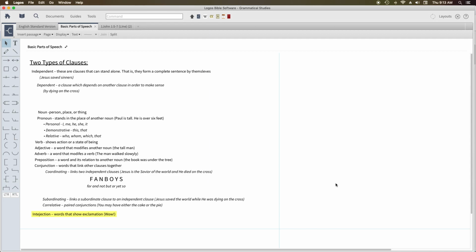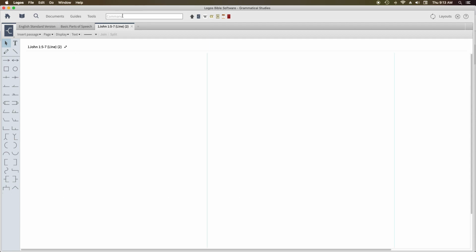So let's go ahead and jump right into our diagram here. I've already got it partway set up. What we're going to be looking at is 1 John 1, verses 5 through 7. I've got the word line here because it's a line diagram. This had enough examples of the parts of speech that we did for me to do it.